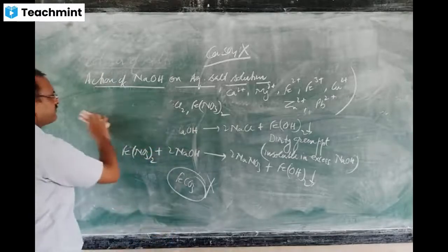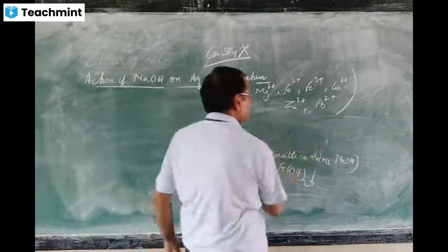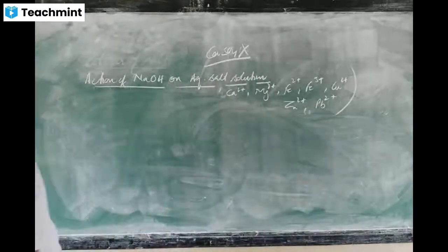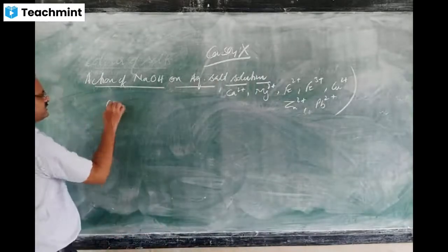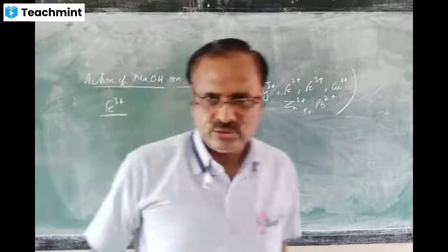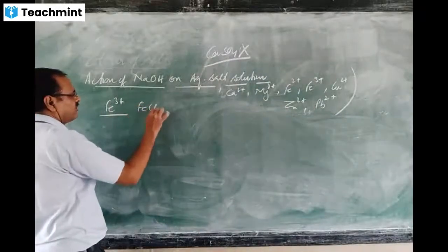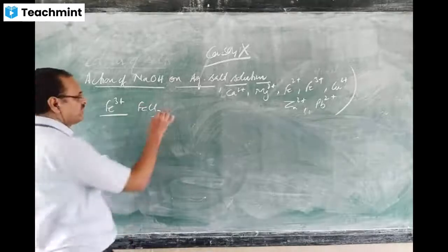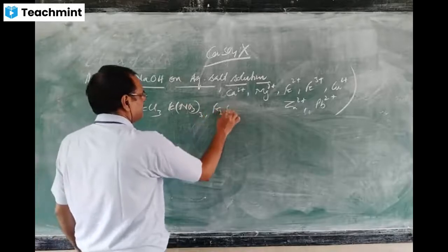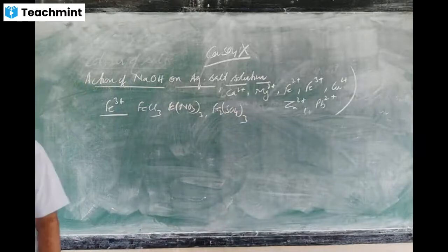Ferrous you have seen. Now ferric. What are the soluble salts of ferric ion? Ferric chloride, ferric nitrate, and ferric sulfate. These three are there. Ferric chloride is given in your book.